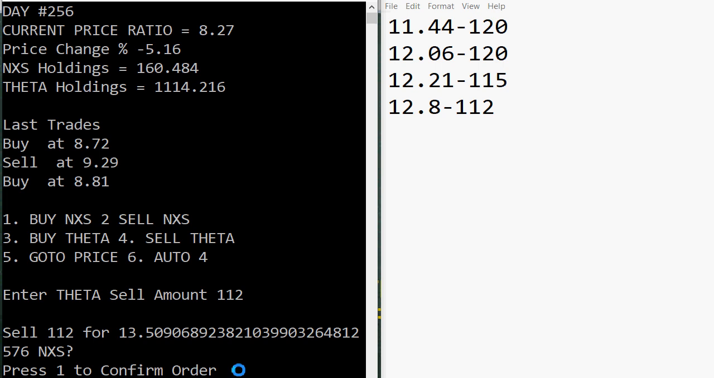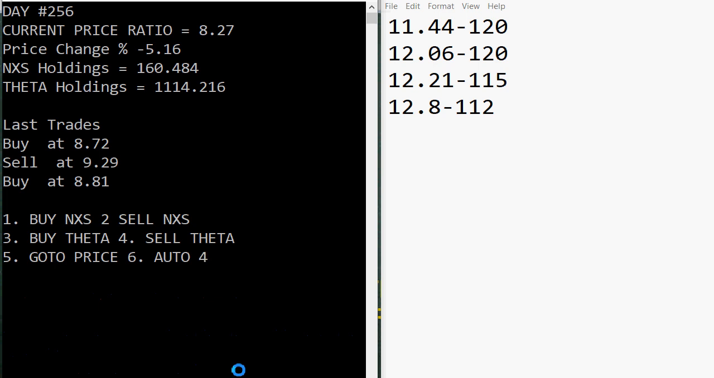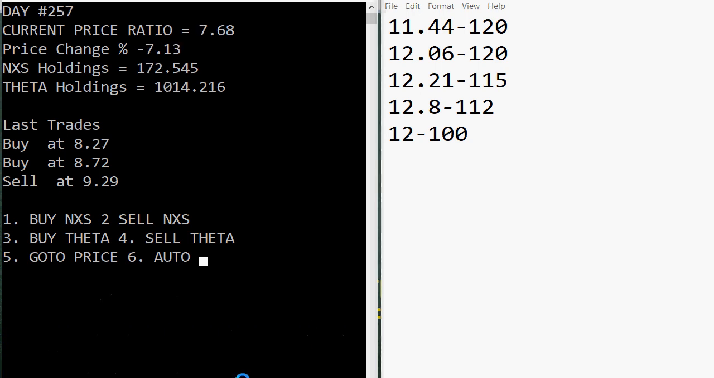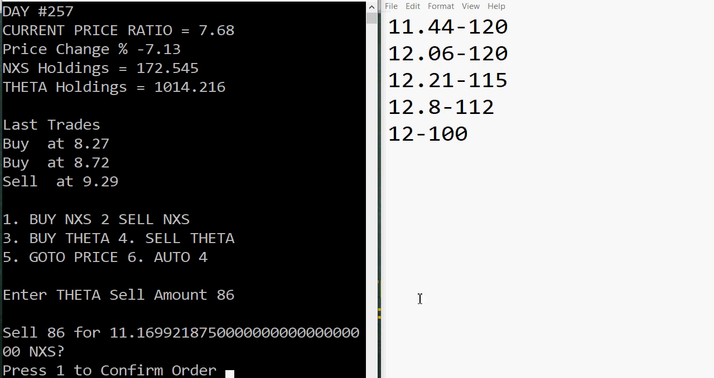That's wrong. So we're selling this way. 100 will do. Yeah, because it goes down. That's right. 12 for 100. And it goes down some more. 86, I'm thinking. I mean, it's a big downgrade from 12, but I've got no choice.